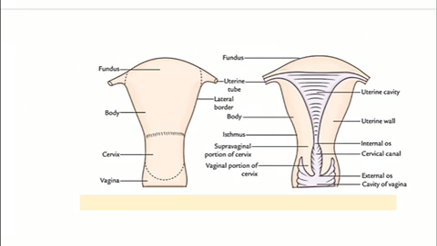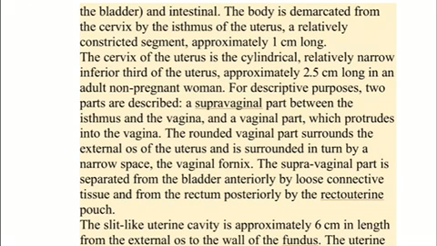The body of the uterus is demarcated from the cervix by the isthmus of the uterus. The isthmus is a relatively constricted segment. It's about 1 cm long. The cervix of the uterus is cylindrical. It's actually the narrow portion, the inferior third of the uterus, and it is narrow. It's about 2.5 cm long in an adult female that is not pregnant.